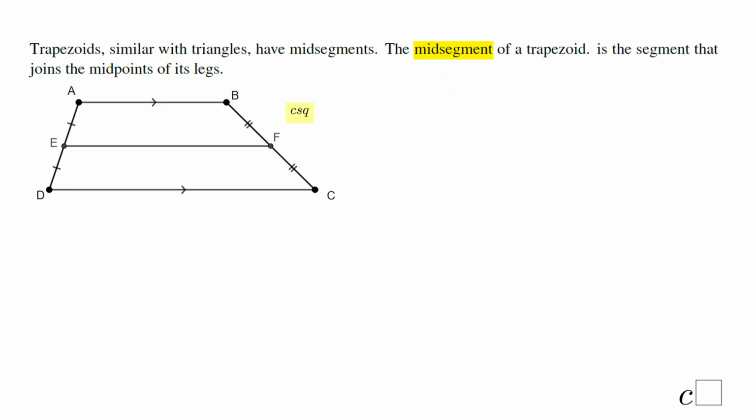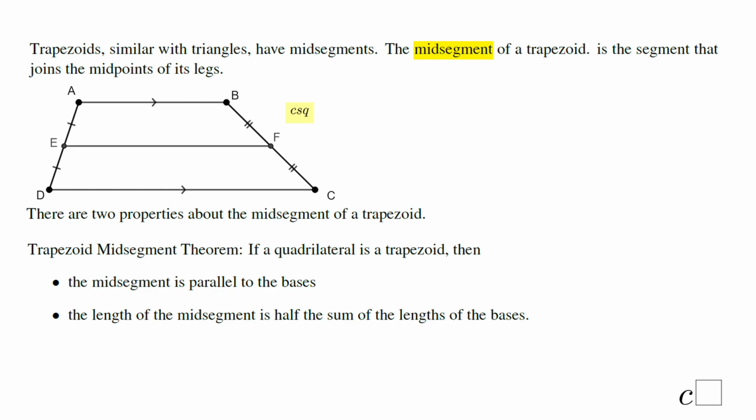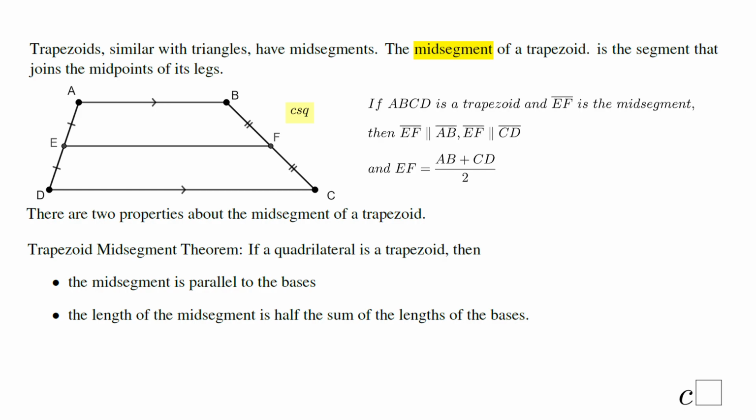Okay, in the next part of the lesson we will take a look at what is called the mid-segment of a trapezoid. Very similar to triangles, the mid-segment has some properties, and a trapezoid also has properties. You can see them right here. The mid-segment is parallel to the bases, that is one property. And the second one, the length of the mid-segment is half the sum of the lengths of the bases. You can see that also here in this format.